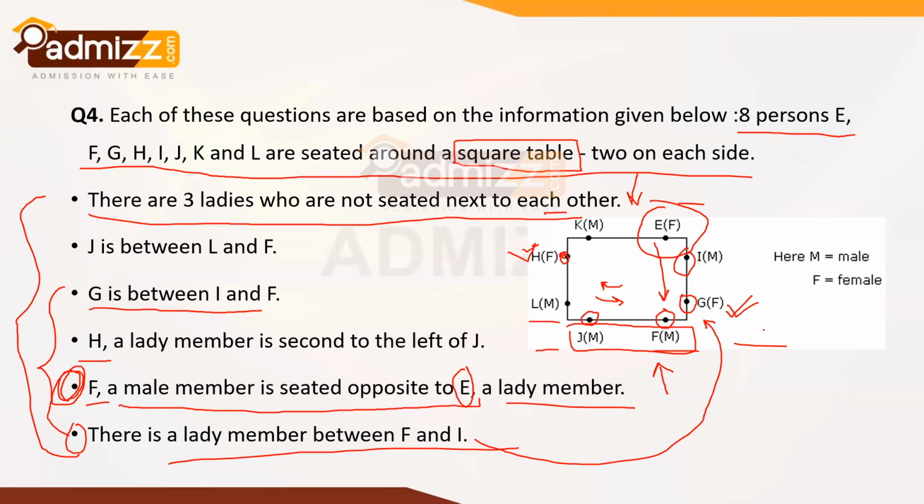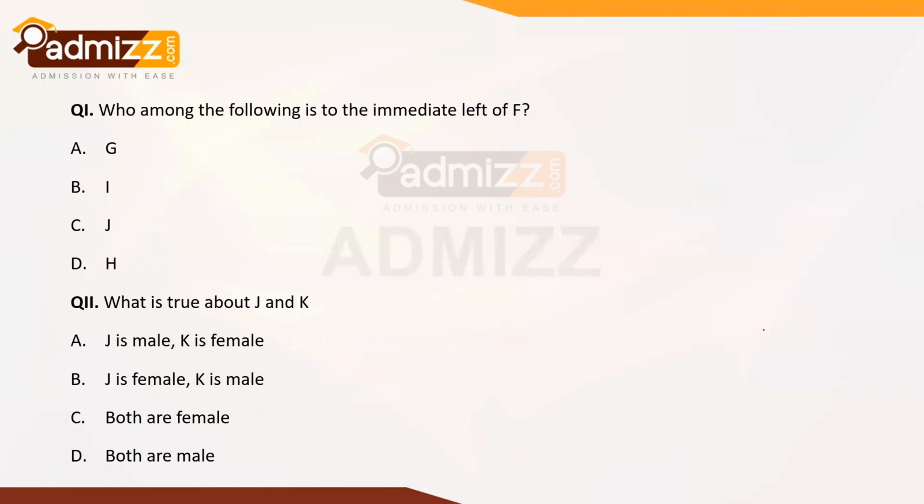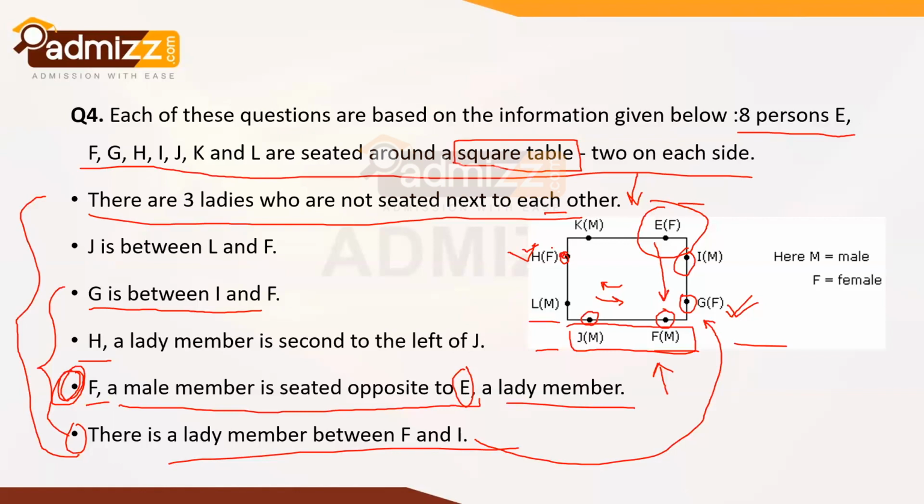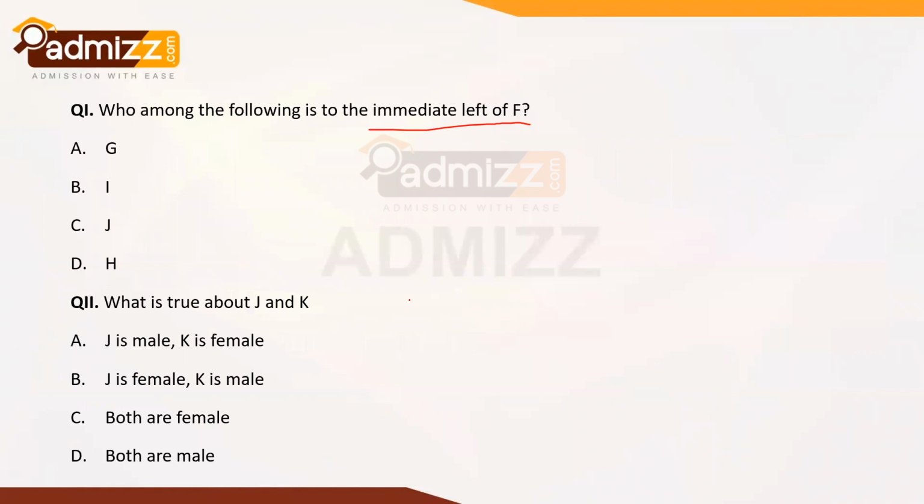And with this, let's move on to the questions. Who among the following is to the immediate left of F? Now the thing about left of F: F is our reference at this point. And since F is facing towards the center, the left will be here. So J is the correct answer in this case. C is the correct answer.